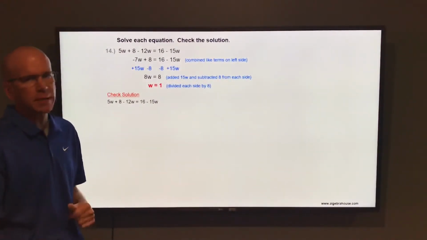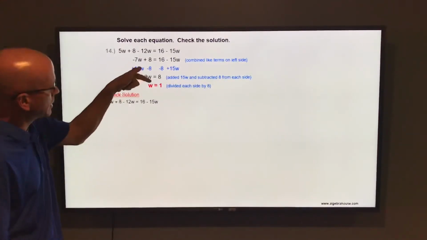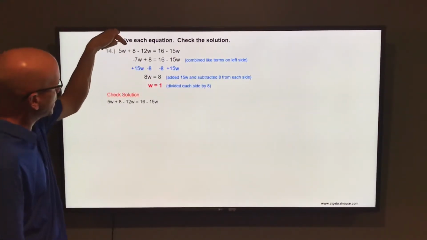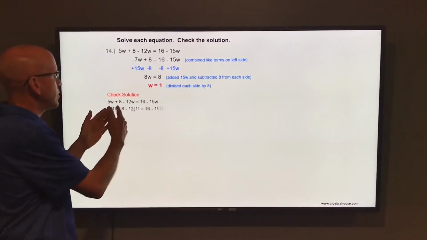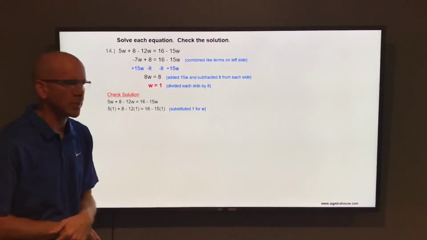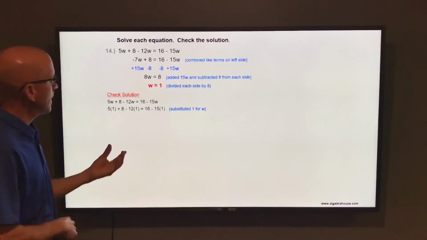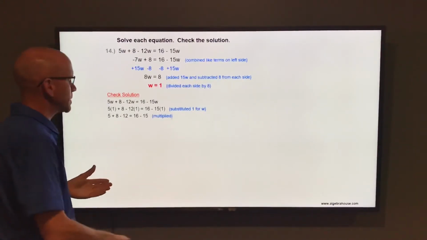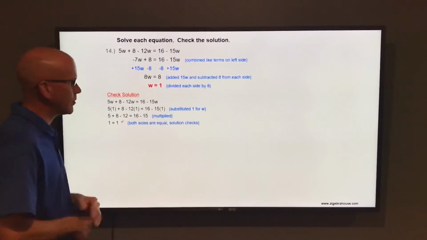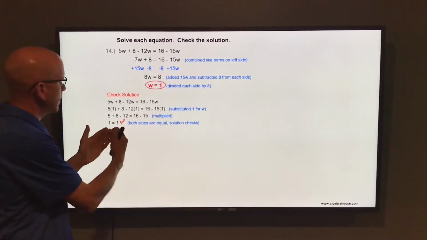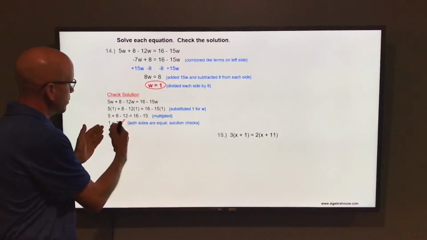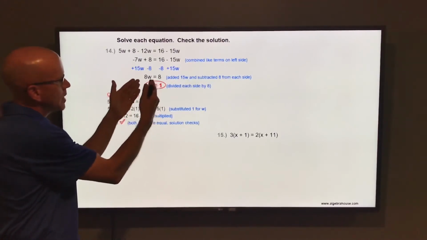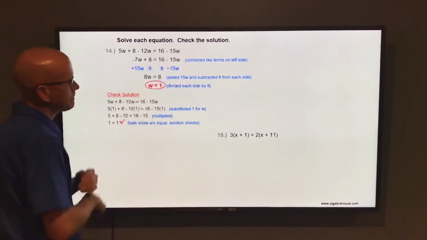But we do want to check that to make sure we do have the correct solution. Take that 1 and substitute that into the original equation for w. So wherever there is a w in the original equation, you're going to substitute 1 in. And then if we get a true statement where both sides equal each other, that means we do have the correct solution. That's what we have here. We end up with 1 equals 1. That means we do have the correct solution. 1 equals 1, both sides equal each other. The value of w is 1.